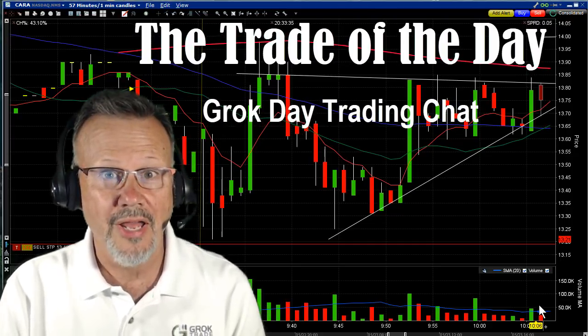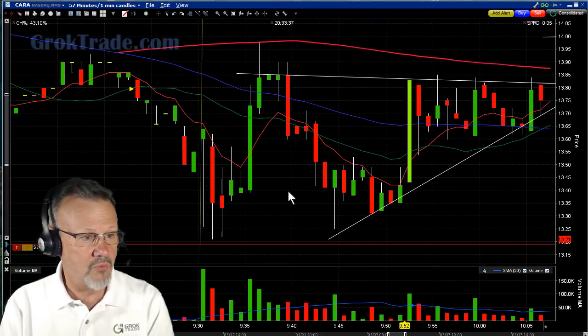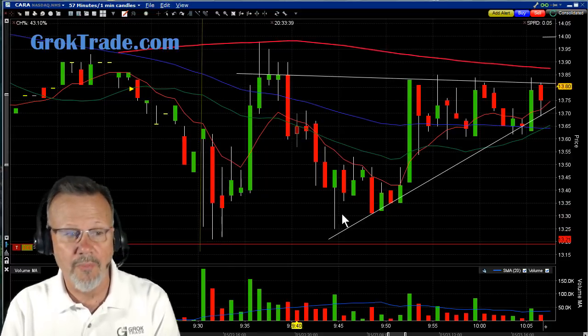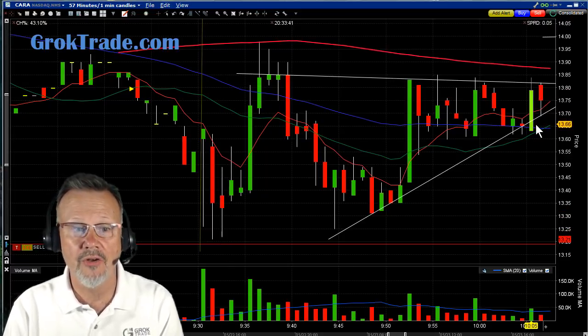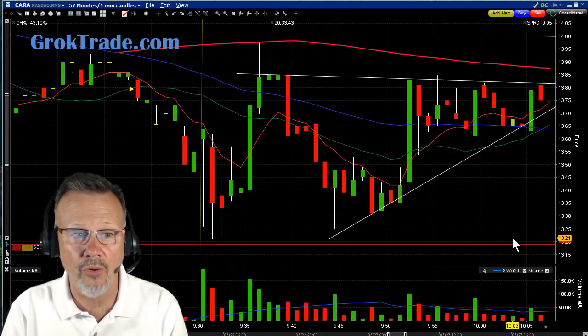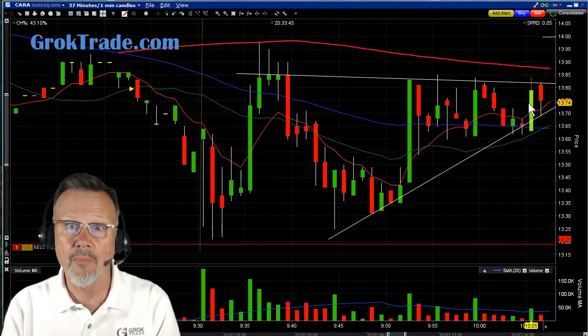Let's take a look here at CARE. Here it was as the market opened, and it was going back and forth, getting tighter and tighter. This is what we call a symmetrical triangle. But there's a couple of problems with it.